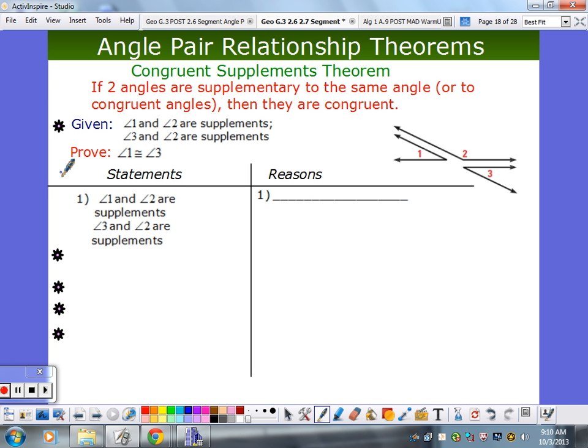And I don't think I have the picture on your chart, so if you want to draw that in your notes. So let's see, angle 1 and 2, we're given that they are supplements. Angle 3 and 2 are also supplements. What can I conclude? That 1 and 3 are congruent?